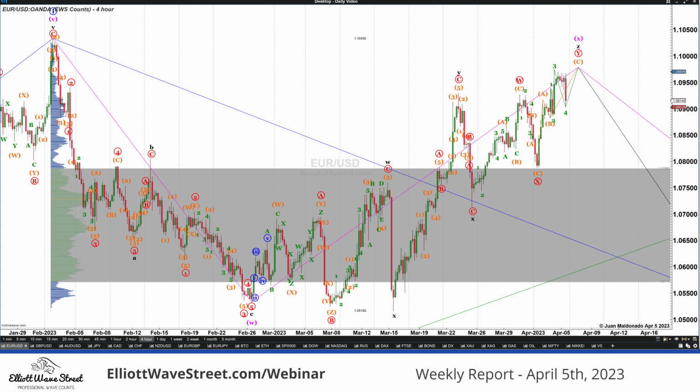This week, we are working with volume profile and the Elliott Wave blocks. It's a technique that I have been developing to make the Elliott Wave theory more objective.